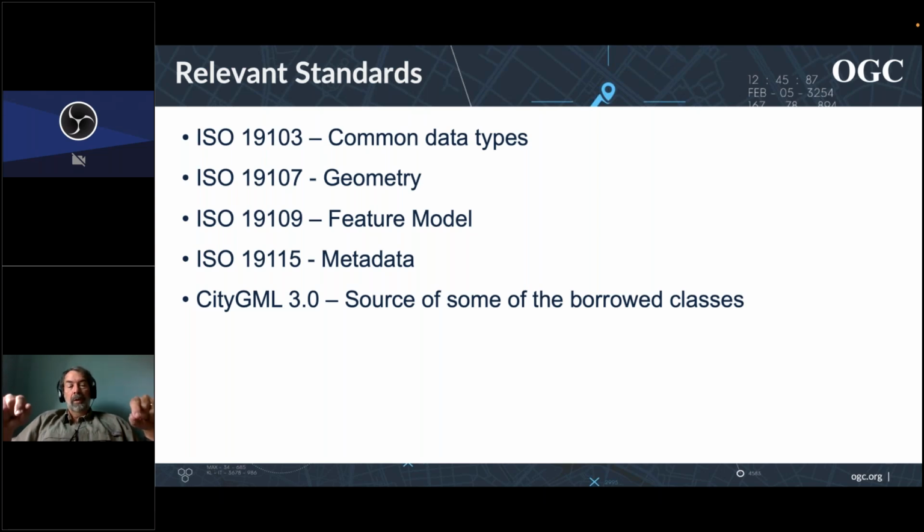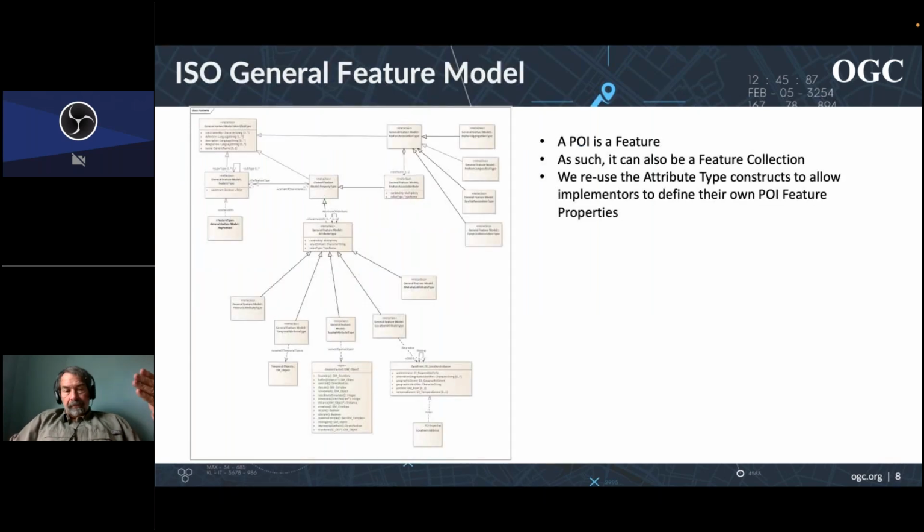We brought in ISO 19115 because that is metadata. There's a rich collection of data types in there, which are very suitable to be reused. And we also pulled some stuff out of CityGML 3.0, which has some extensions on the feature model, which are quite applicable to what we're doing here. So when you look at the POI model, you'll find very little in the POI standard which is actually new. Most of it is reused.